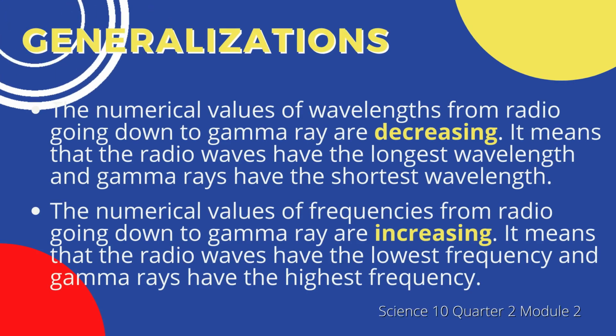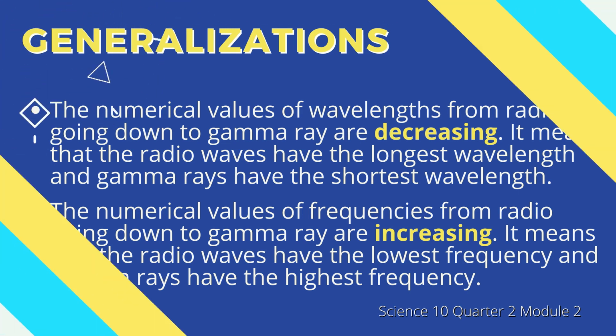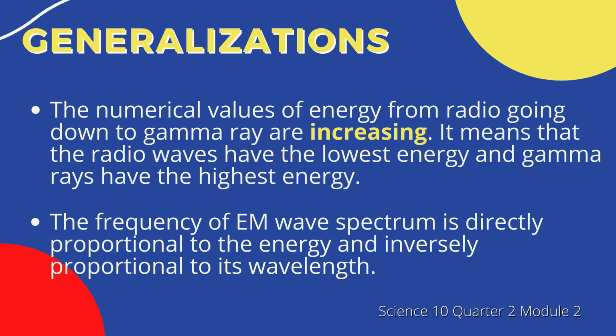The following are the generalizations for this video module. The numerical values of wavelengths from radio going to gamma rays are decreasing. It means that the radio waves have the longest wavelength and gamma rays have the shortest wavelength. The numerical values of energy from radio going down to gamma rays are increasing. It means that the radio waves have the lowest energy and gamma rays have the highest energy.